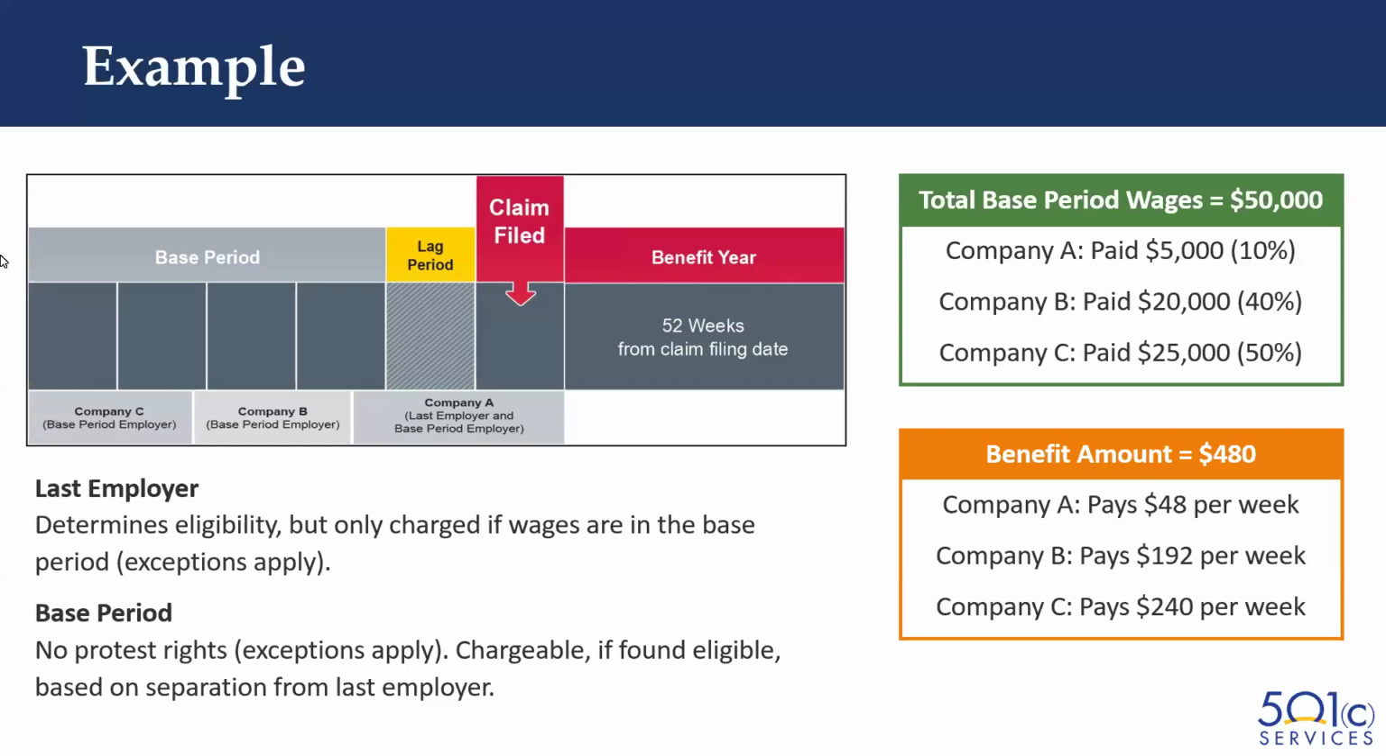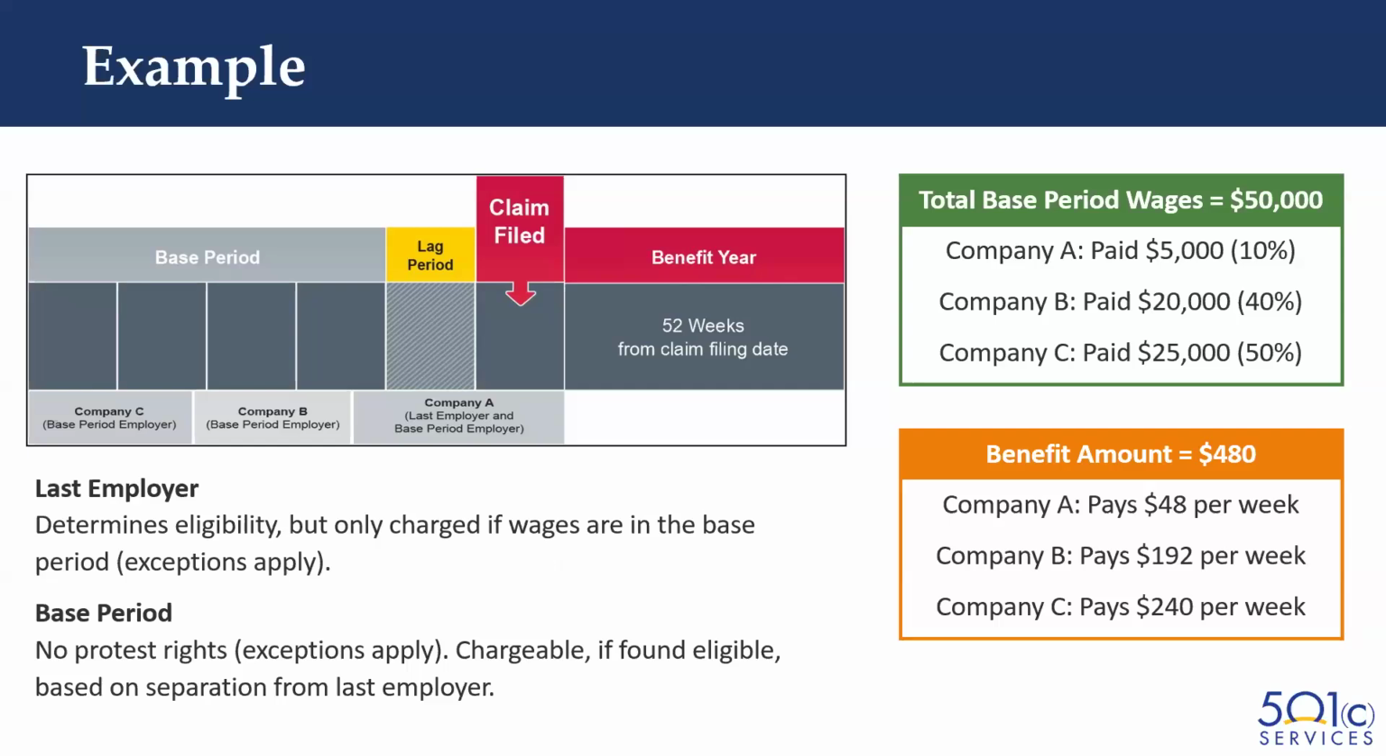Okay, so below the graphic, you'll see there are 3 companies: company A, company B, and company C. Company A is both the last employer, or the separating employer, and you can see that they have a little bit of time in the base period as well. So they are both last employer and base period employer. Company B is a base period employer only, and company C is also a base period employer only.